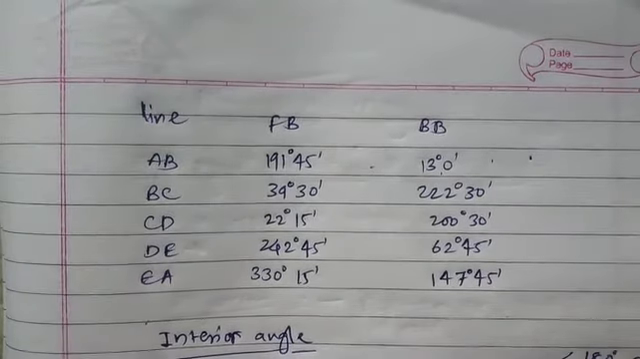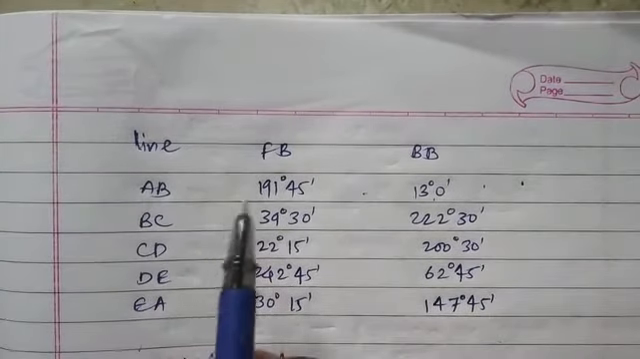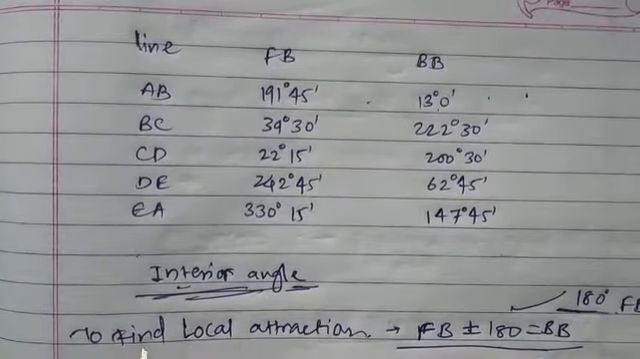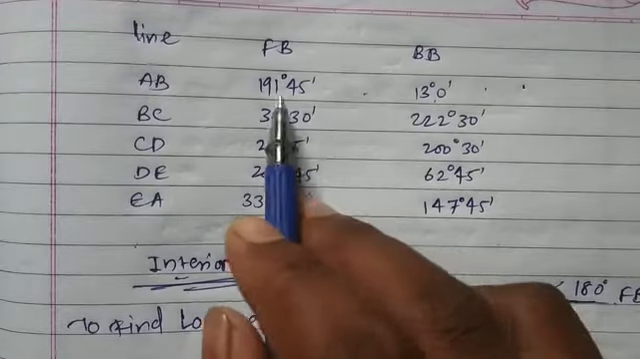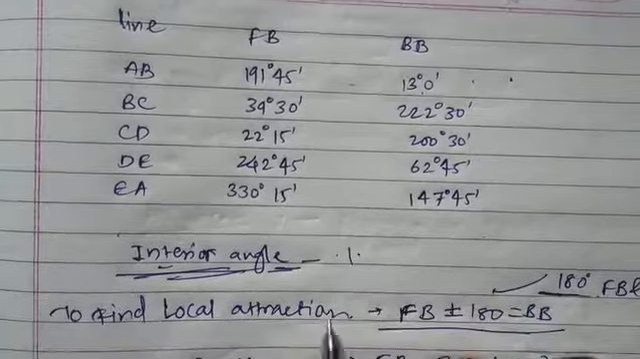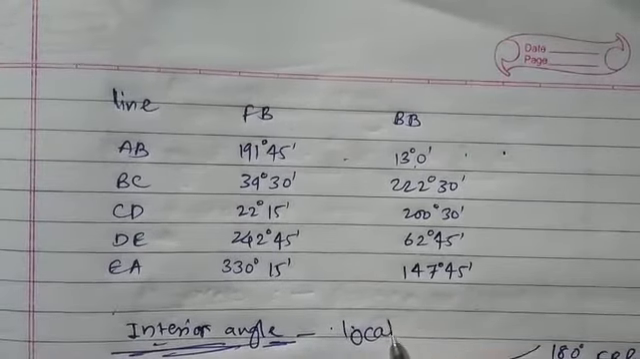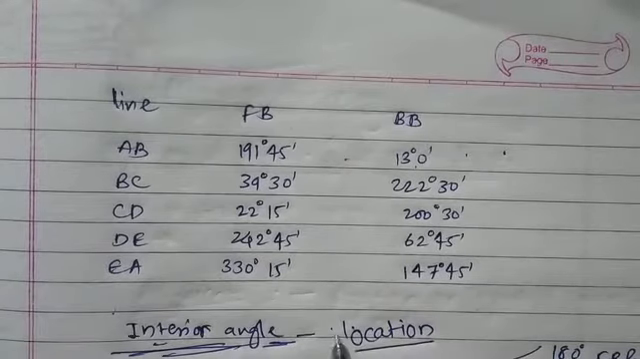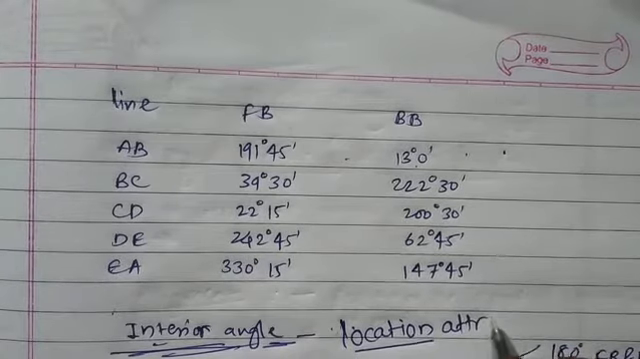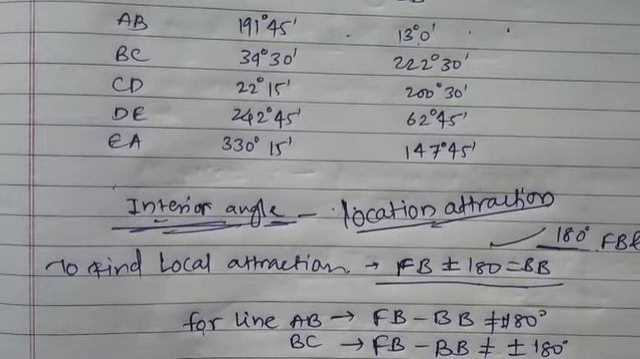In the last video we started this numerical. In the previous video we discussed how to find the interior angle of a traverse. Today we'll see how to correct the bearing of lines which have error due to local attraction. This numerical will be based on local attraction. So let's see how to correct the bearings which have error due to local attraction.